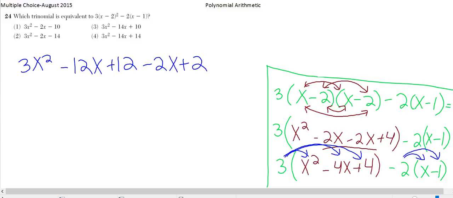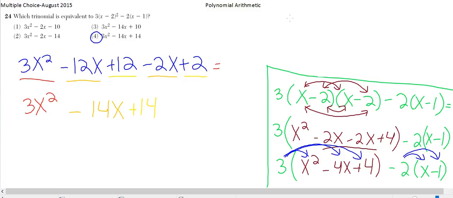Now we want to combine like terms. 3x squared we can't combine with anything, so it just stays 3x squared. Next we have negative 12x and negative 2x. Those combine to negative 14x. And the last thing is positive 12 and positive 2, which combine to 14. Now, which choice is this? This is answer choice number 4, which is the answer to the question.